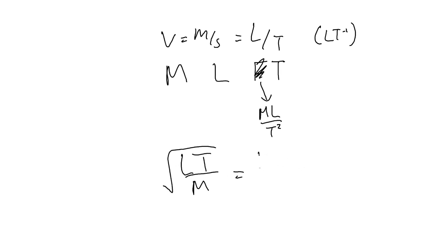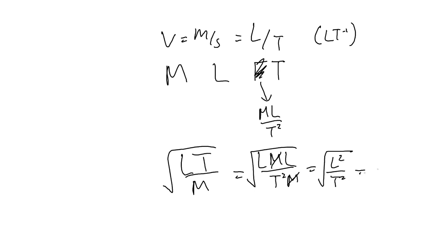So this is going to be equal to L times ML over T squared times M, square root. So we cross these out. This is going to be the square root of L squared over T squared, and this is going to be equal to L over T. Straight back to our velocity.